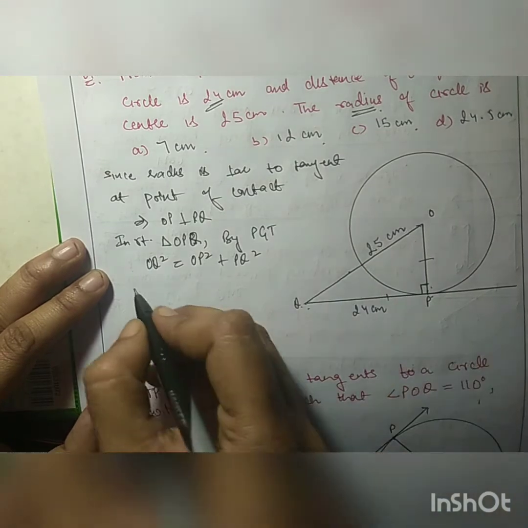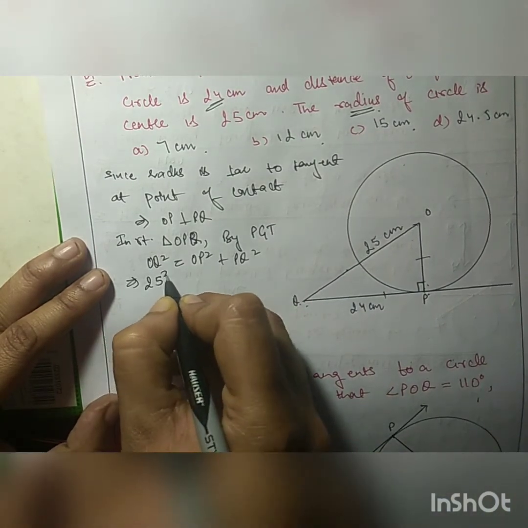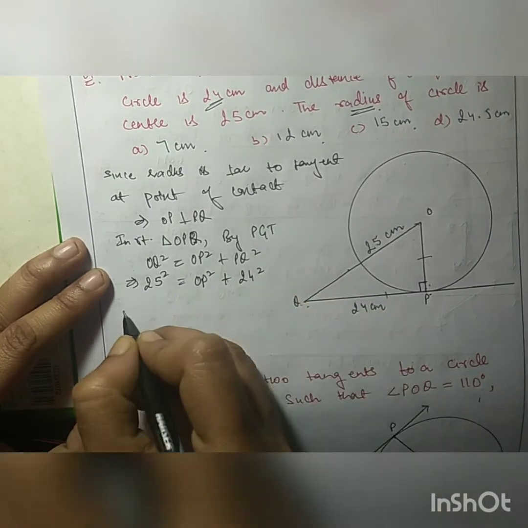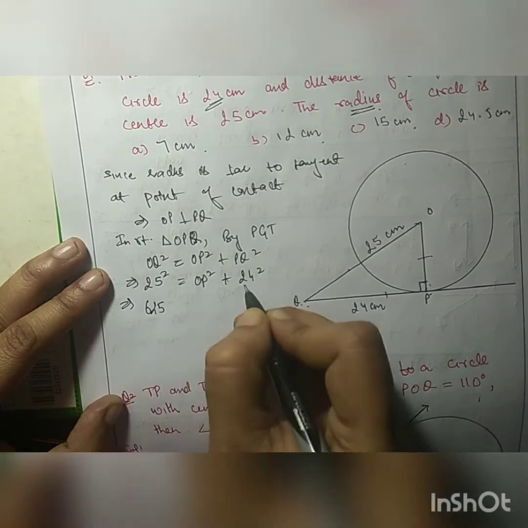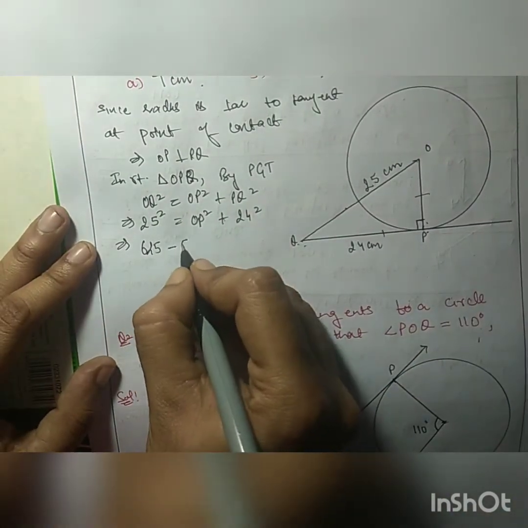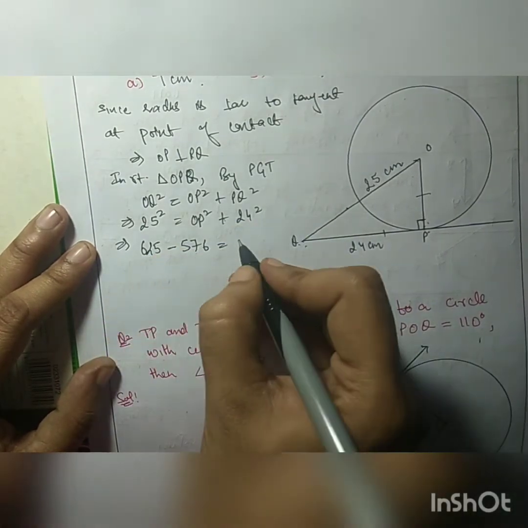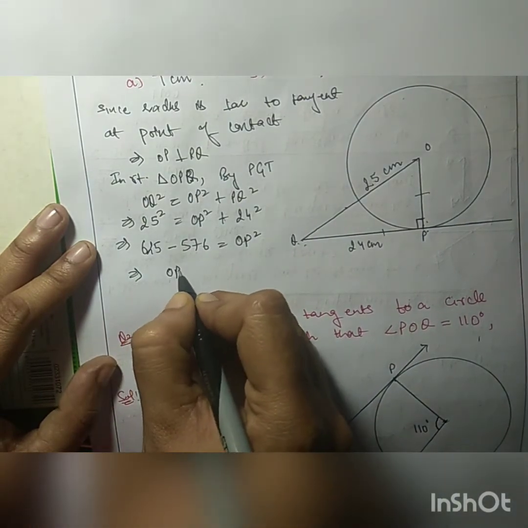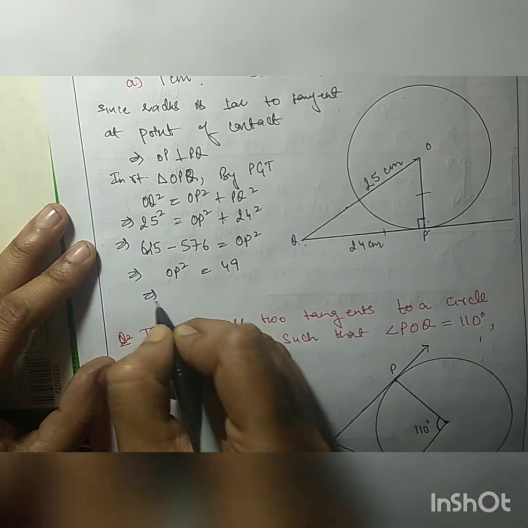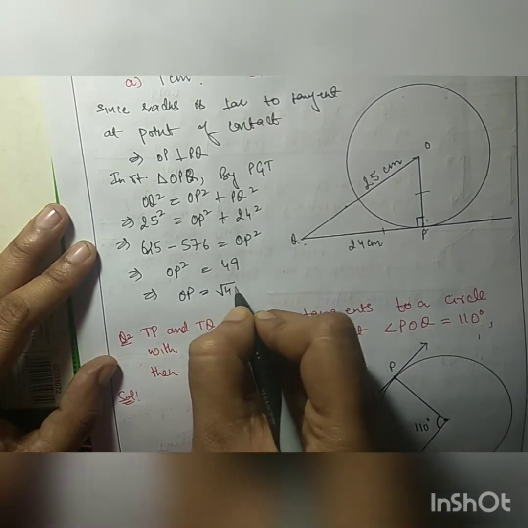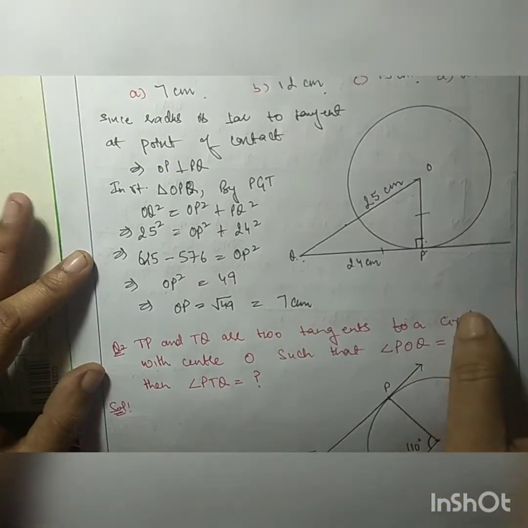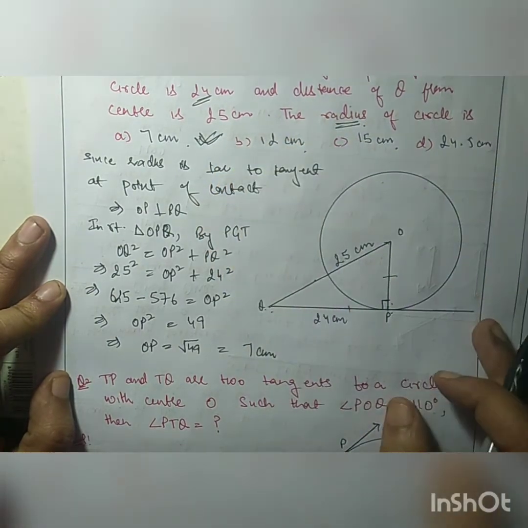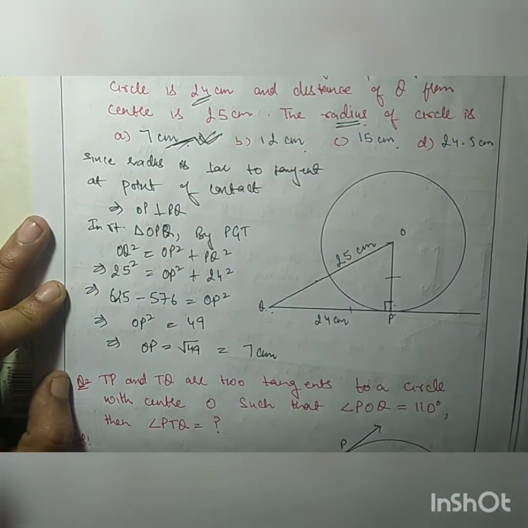The value of OQ we are given here is 25, so 25 square is equal to OP, that is the radius we have to find, square plus PQ, which is 24 square. So this is 625, and the square of 24 is 576. When transposed to the RHS, it becomes negative, equal to OP square. It gives OP square as 49, that is OP is equal to under root of 49, which is 7 centimeter. So the correct option is part A, that is 7 centimeter.